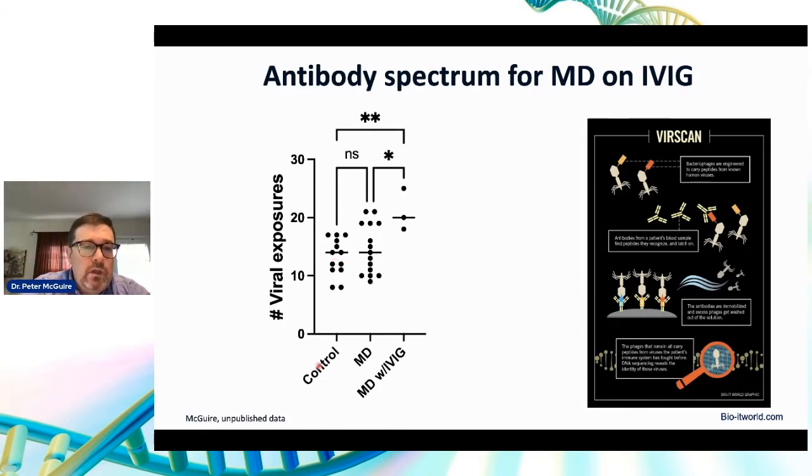Where control and patients with mitochondrial disease, it's roughly about 15 viral things that they've been exposed to over their lifetime. But when we look at kids with mitochondrial disease who are being given immunoglobulin therapy, this is a mixture of their own antibodies and antibodies from other individuals. They can potentially be protected against roughly 20 different types of infections. We don't know how effective it may be, but what we do know anecdotally from individuals who are on immunoglobulin therapy is that they do experience less infections.